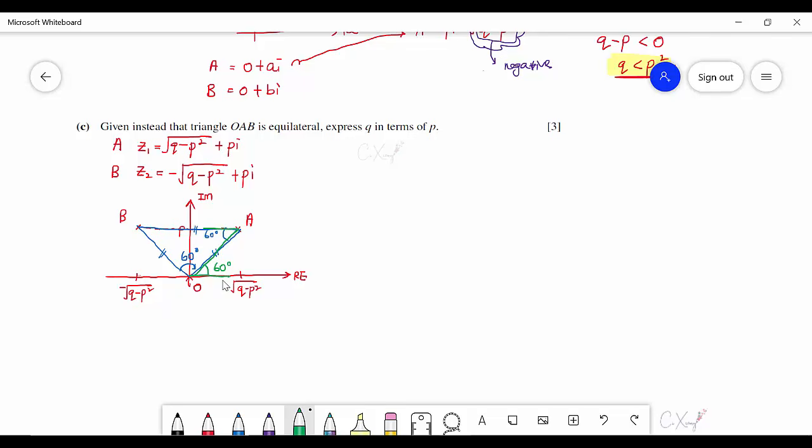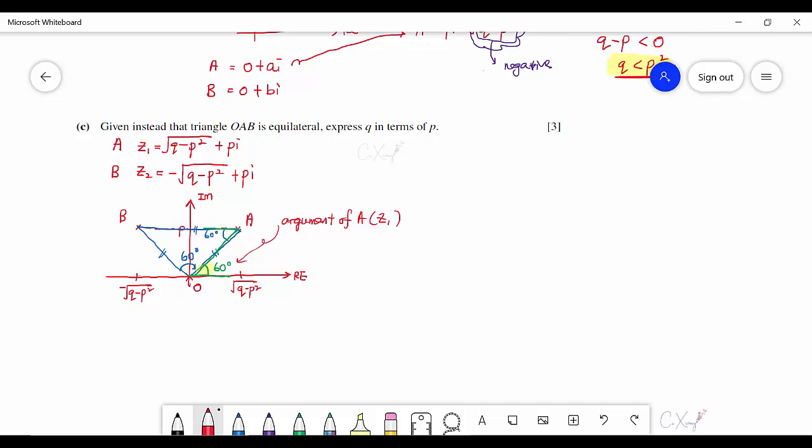They told us that we have a triangle OAB and they are all equilateral triangles. So that means the angles inside the triangle are all 60 degrees. Now they actually want you to express Q in terms of P. So maybe for me, I will focus on this angle here. So what is this angle? This angle is actually the argument of A, or maybe of Z1.